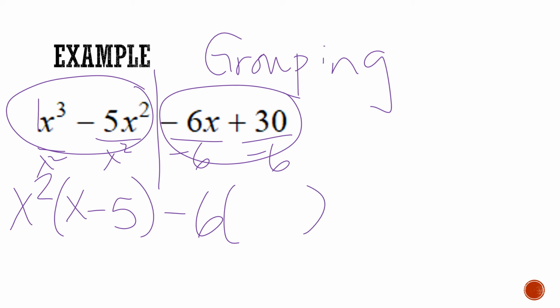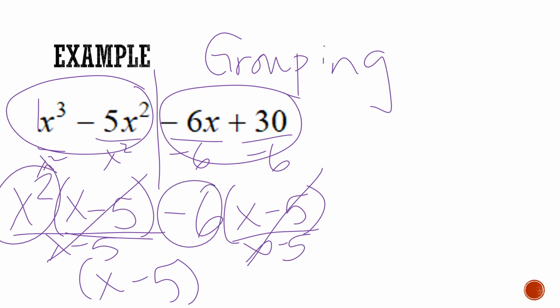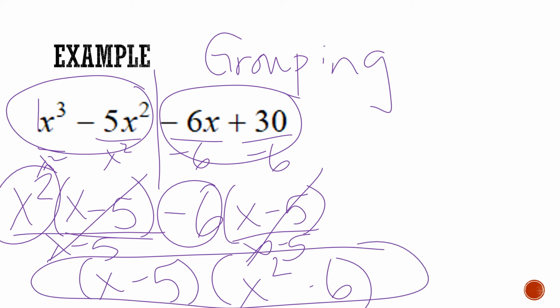Okay, and I get positive 1x and then minus 5, and they do match, so I know that I did that correctly. Because they match, these two terms have a GCF, so they have x minus 5 in common, so I'm going to factor that out. That divided by itself cancels, that divided by itself cancels, and I have x squared minus 6 left. So x squared minus 6. So that is my final answer here: x minus 5 times x squared minus 6.